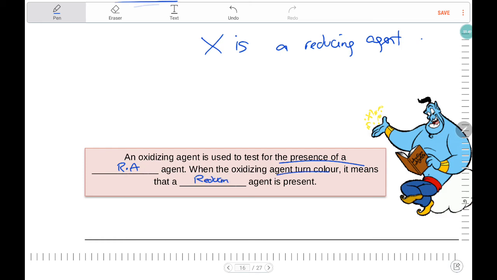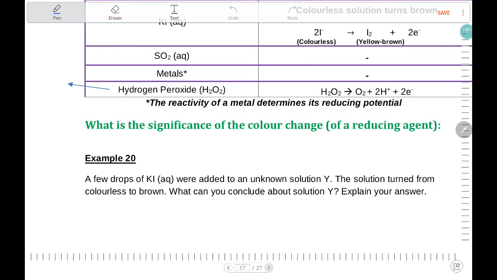Okay, and we have so far talked about two oxidizing agents, your potassium manganate(VII) and your potassium dichromate(VI). Know their respective color change and know the ions responsible for the color. What is the purpose of the acid in this case? Remember, the acid is to act as a catalyst to speed up the reaction.